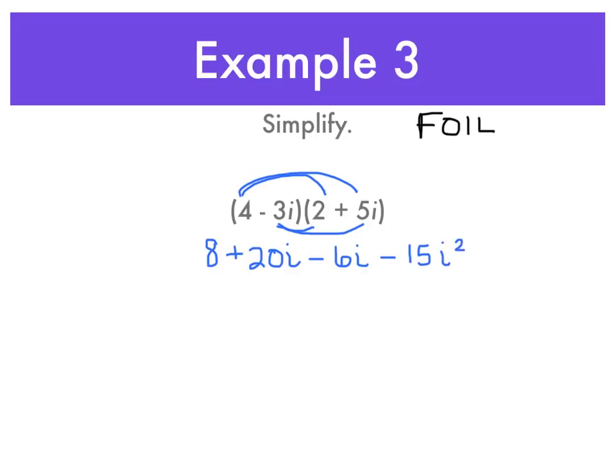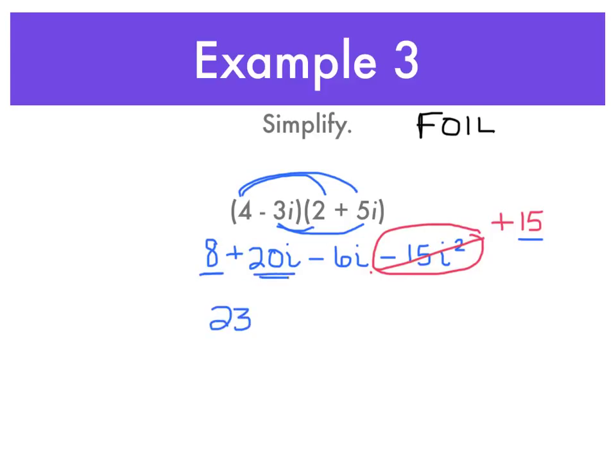Where you have that i squared, right now that says negative 15i squared. Remember, i squared is really a negative 1. So this right now says negative 15 times negative 1, which is really just positive 15. So that minus 15i squared becomes just a plus 15. And then you can combine the 8 and the 15. So 8 and 15 make 23.